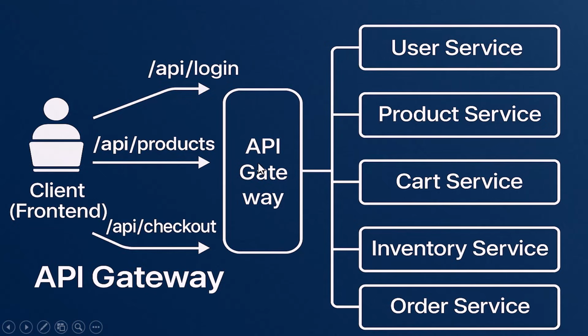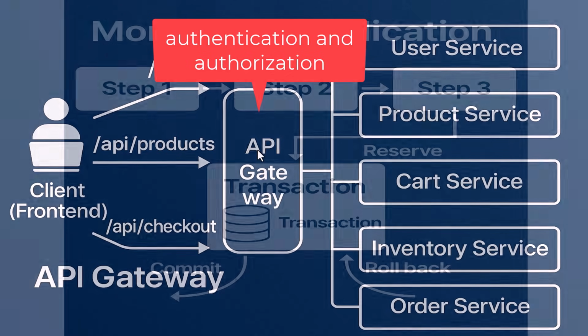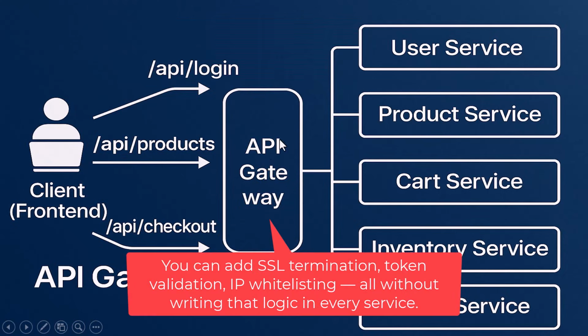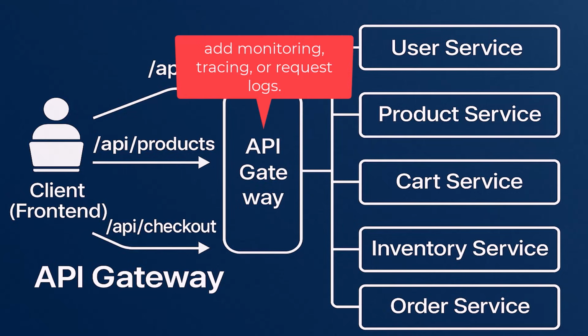Another key benefit of the API gateway pattern is security. Since all external traffic passes through a single point, you can enforce consistent authentication and authorization. You can add SSL termination, token validation, IP whitelisting, all without writing that logic in every service. And because the gateway sees all traffic, it's the perfect place to add monitoring, tracing, or request logs. That's critical when something goes wrong and you need to track down what happened.